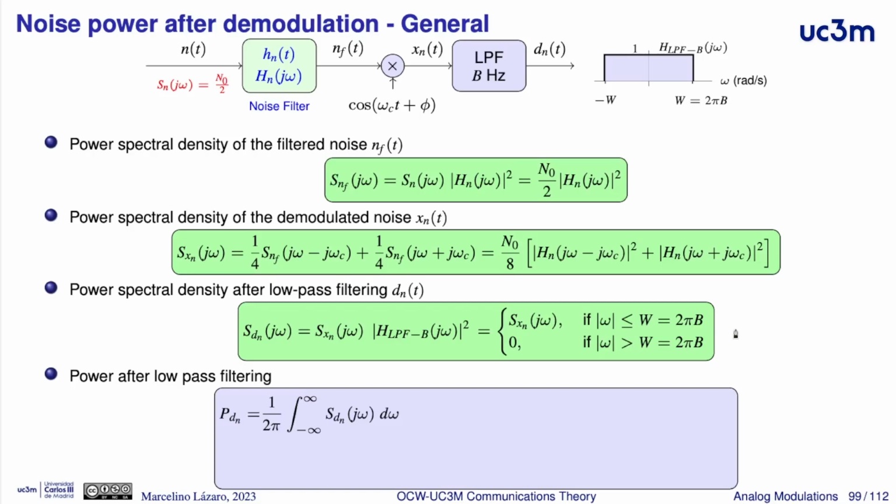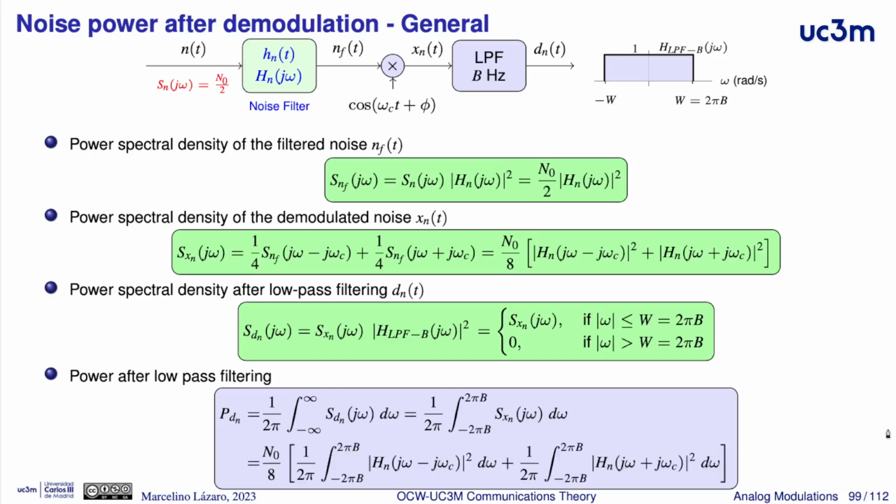Now we can compute the power of this term just by integrating the power spectral density. We are integrating this expression. The integral is just between minus and plus the bandwidth in radians per second, and if we replace now this expression here, we obtain this final result. We have N0 divided by 8, and then we have the addition of two integrals. The integrals of the shifted versions of the square modulus of the frequency response of the noise filter between minus and plus the bandwidth.